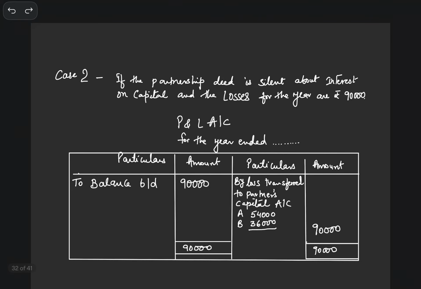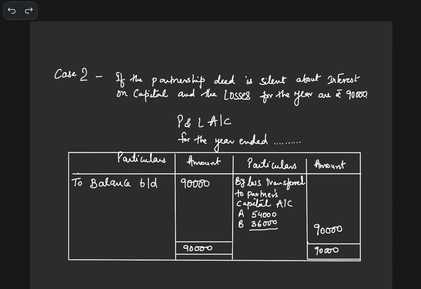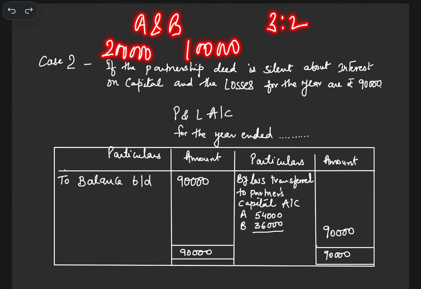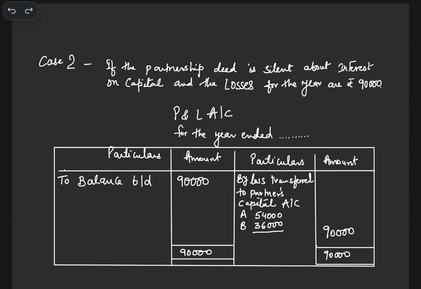Now let us move on to the case number 2. In this case, the question number 1 remains same. The basic guidelines remain the same there. That is, A and B are having the capitals of rupees 2 lakh and 1 lakh respectively, and their profit sharing ratio will be 3:2 in all the cases so discussed.